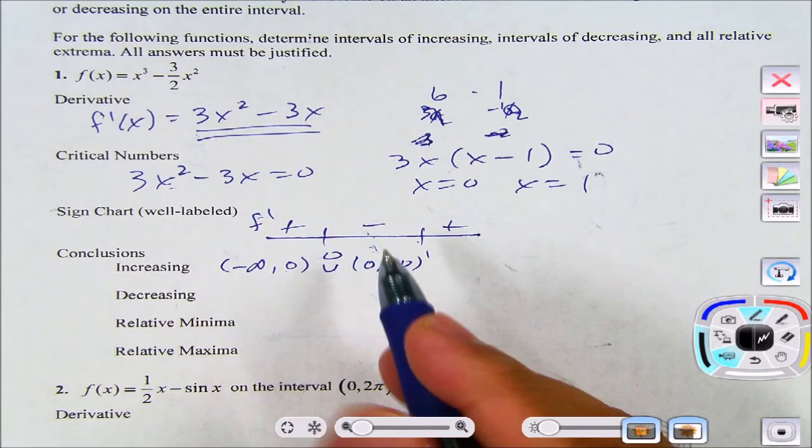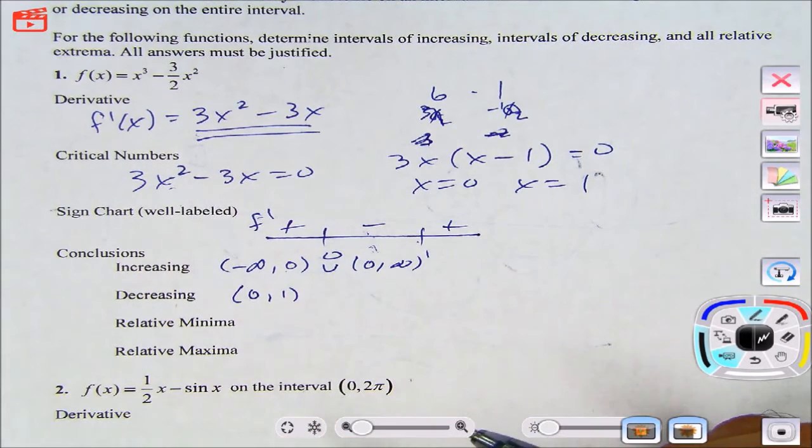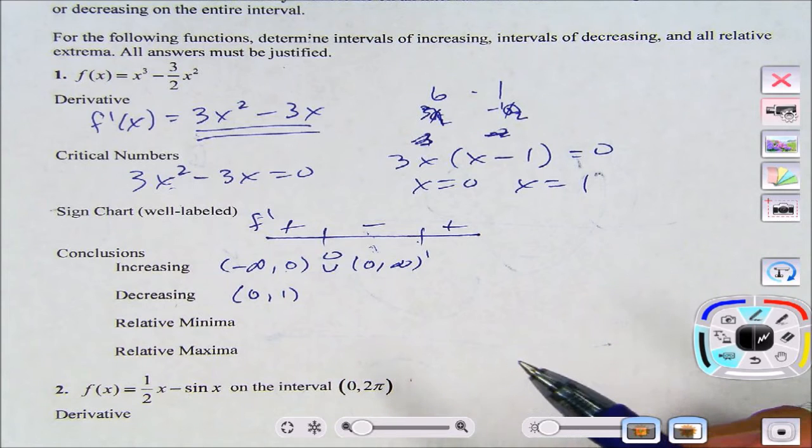And where is it decreasing? It's decreasing between 0 and 1, where the sign is negative. Yes? Wouldn't it be 1 to infinity?